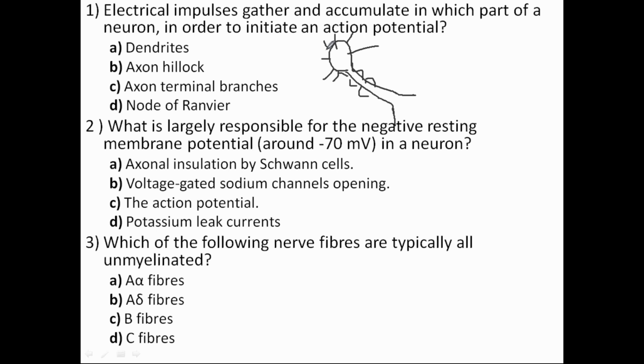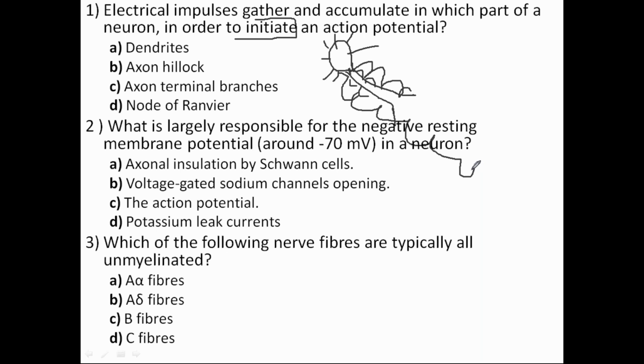See, nodes of Ranvier will function when your action potential has reached till here. Only after that will there be saltatory conduction. But what is the question here? Where it has to gather. Nodes of Ranvier are for faster electrical impulses, because these are gaps. So your action potential will jump like anything and go very fast.